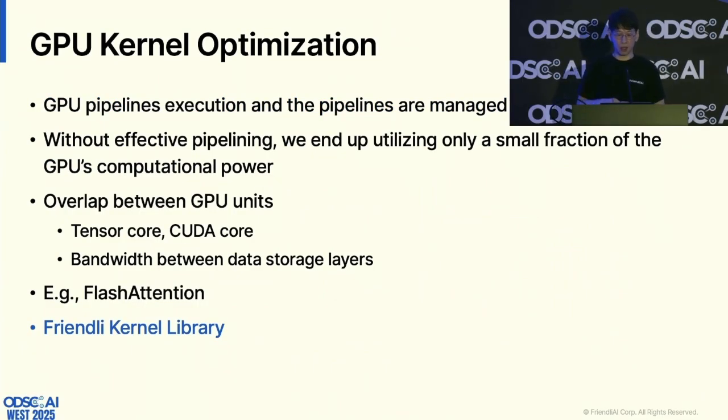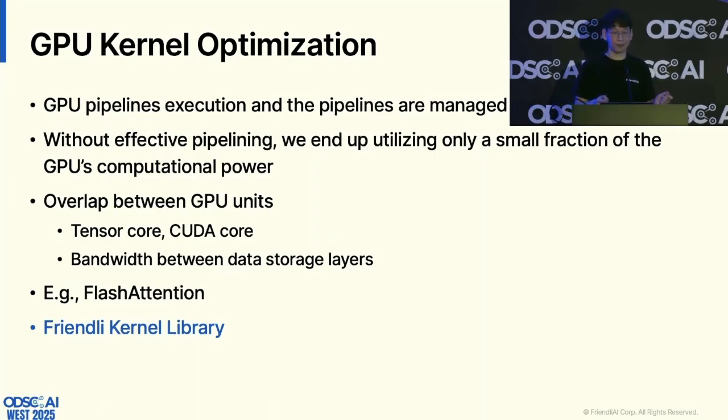Next, GPU kernel optimization. GPU pipelines are managed primarily at the software level. How efficiently we schedule and coordinate operations has a major impact on performance. Without effective pipelining, only a small fraction of the GPU's compute capacity is actually utilized. So to fully leverage GPU hardware, we need to overlap execution across different functional units, such as tensor cores, CUDA cores, and data transfer.